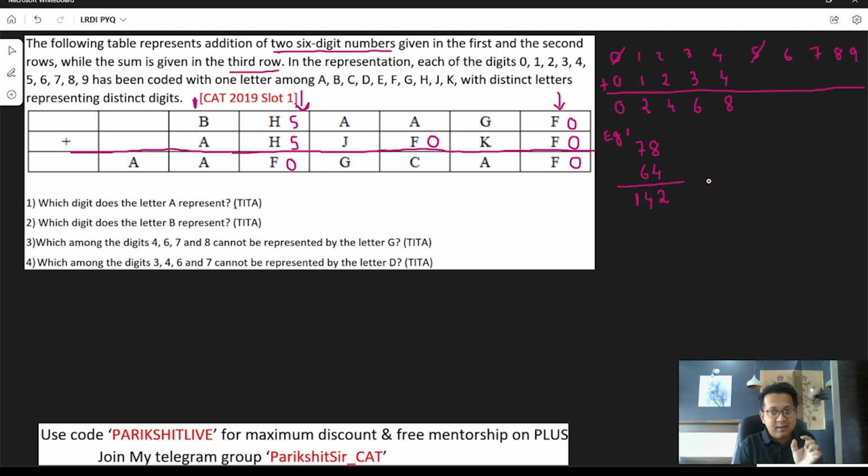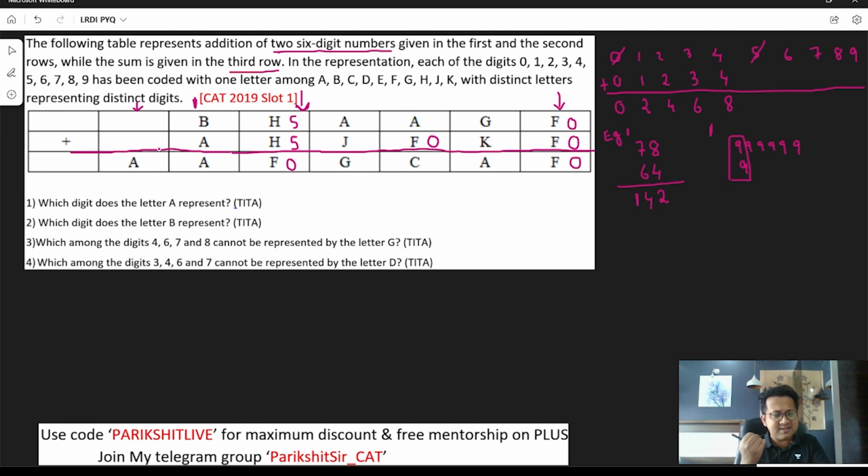So think about it. The largest six-digit number can be 999999, right? And then you add up, let's say, 9. The maximum value that the leftmost digit can have is 9. 9 plus 9 can be the maximum digit, and even then, you'll get a carryover of 1. So whatever the number is, the carryover on the leftmost digit can only be 1. Do you understand this?